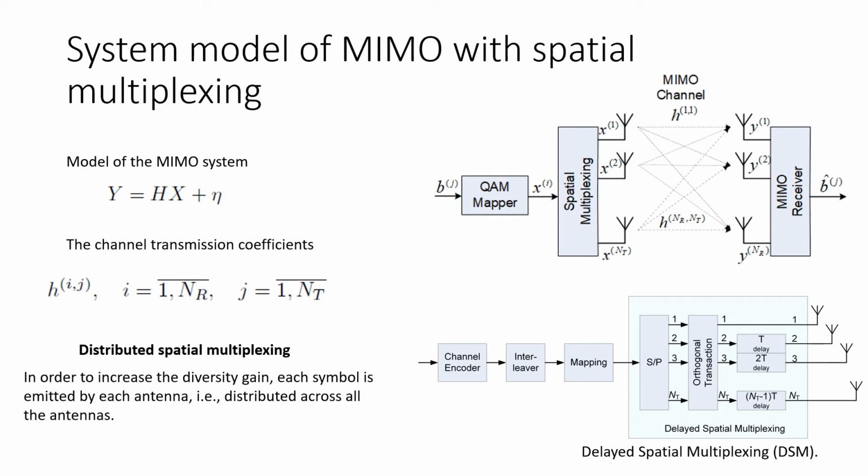One may notice that in a conventional spatial multiplexing system, each symbol is emitted by one transmitting antenna. Therefore, it has only R equivalent propagation paths, where R is the number of receiving antennas, and T is the number of transmitting antennas. In order to increase the diversity gain, it is necessary to form a signal in such a way that each symbol X is emitted by each antenna. Therefore, the information contained in this symbol must be distributed across all the antennas. A version of such a communication system with the MIMO channel, distributed spatial multiplexing, is shown in another figure on this slide, also on the right, but at the bottom.